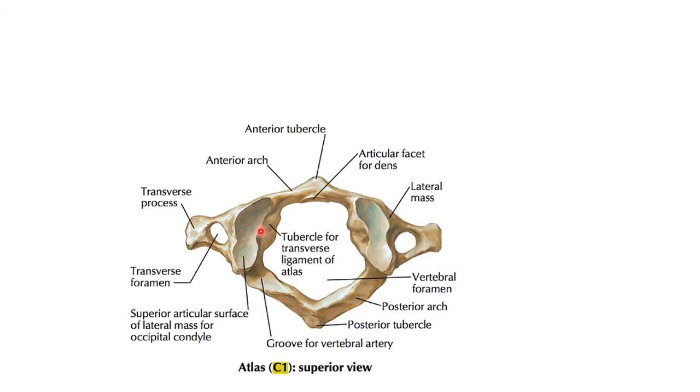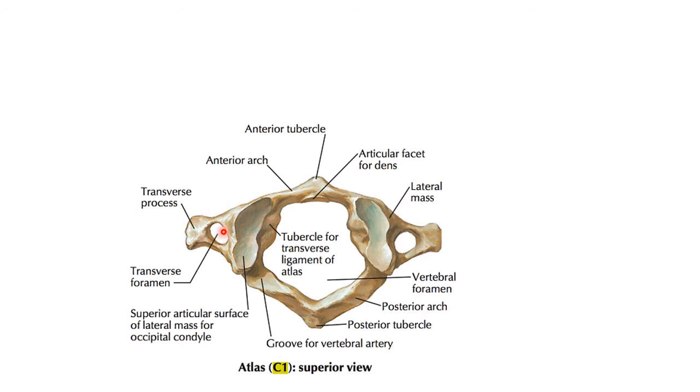While the inferior articular facet is flat and circular, and it is directed downward, medially and backward to articulate with the corresponding facet on the axis vertebra to form the atlanto-axial joint. The medial surface of the lateral mass is marked by a roughened tubercle to provide attachment to the transverse ligament of the atlas.